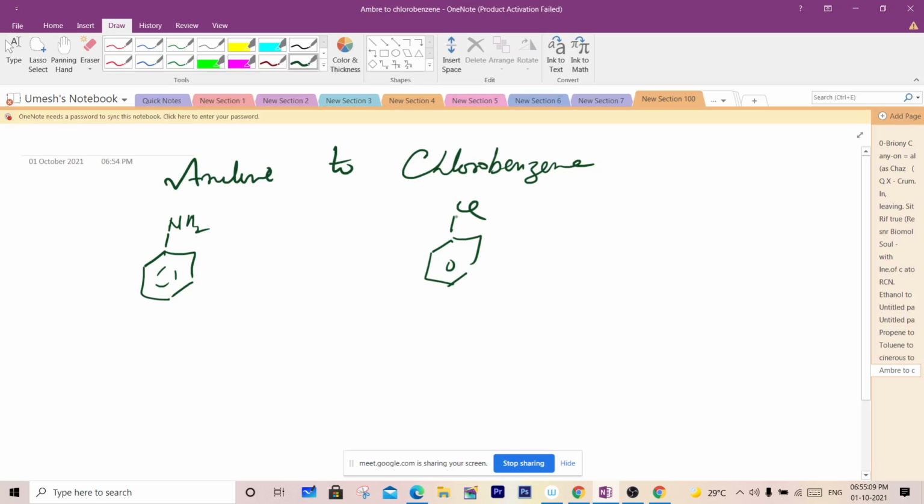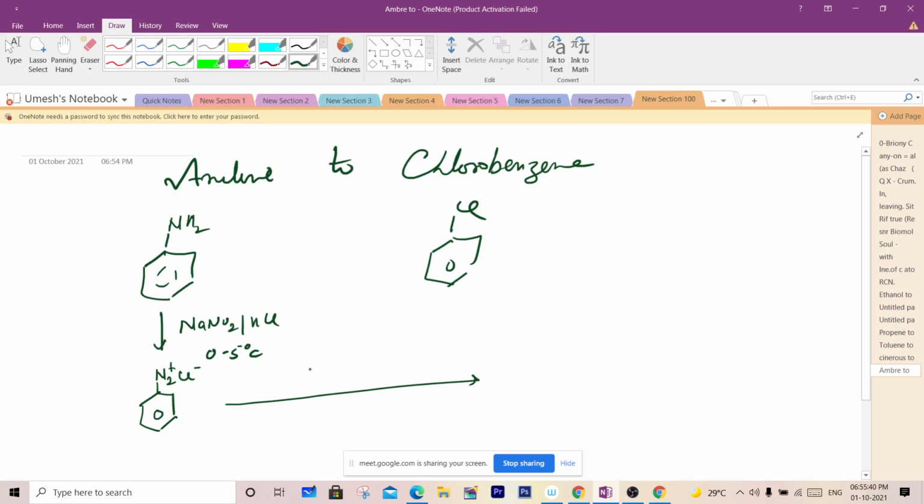So first diazotization. NaNO2 plus HCl at 0 to 5 degrees Celsius. What do you call this process? Diazotization. What will you get here? Benzene diazonium chloride. Okay. Then what next? CuCl. What do you call this reaction? Sandmeyer reaction.